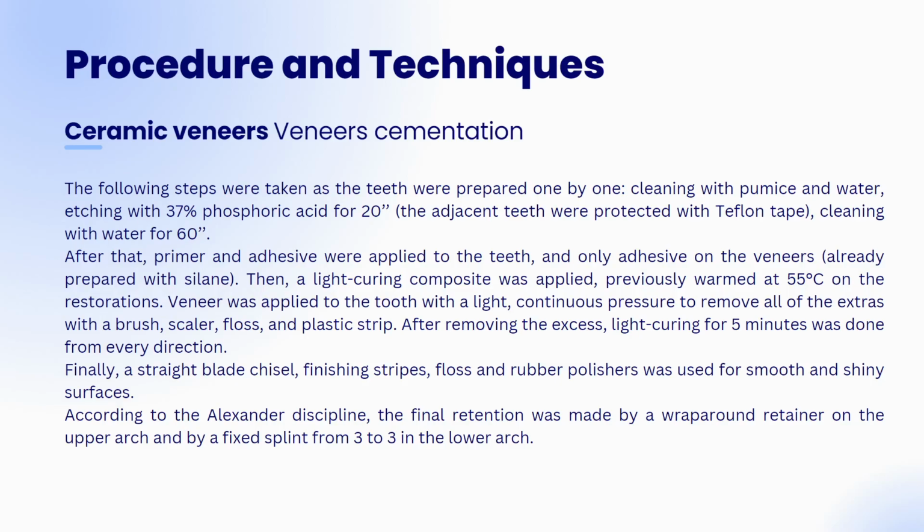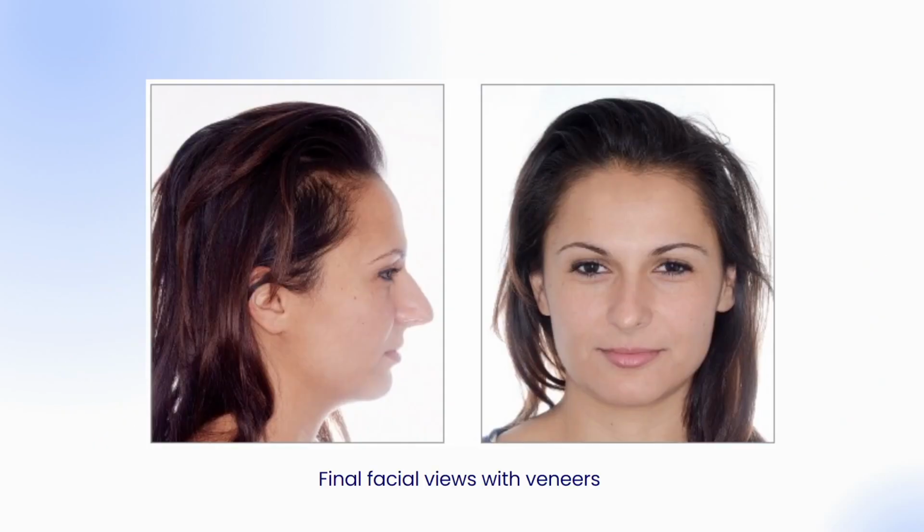According to the Alexander discipline, the final retention was made by a wrap-around retainer on the upper arch and by a fixed splint from 3 to 3 in the lower arch. Here we have the final facial views with veneers.